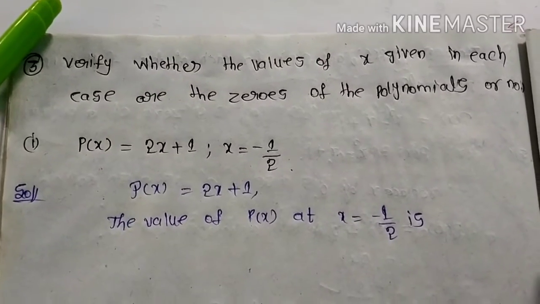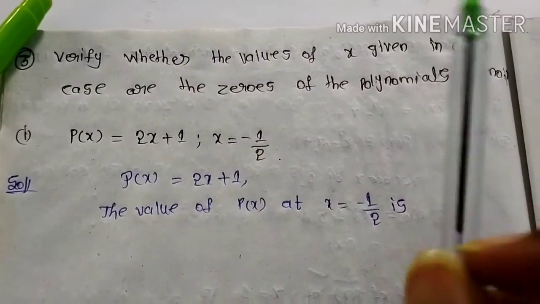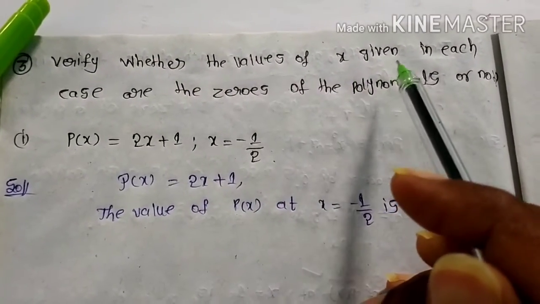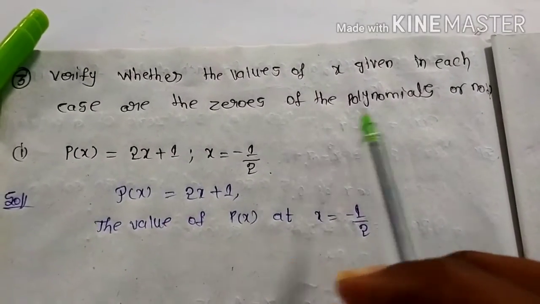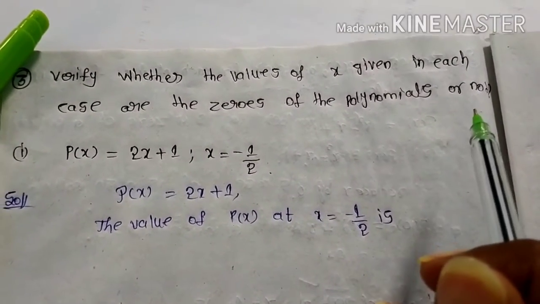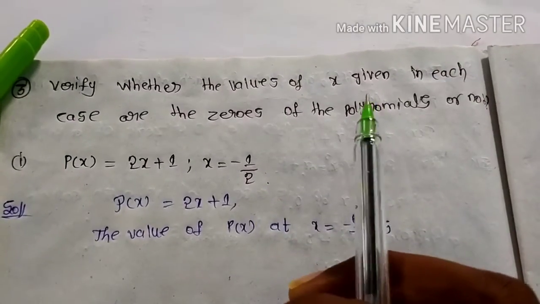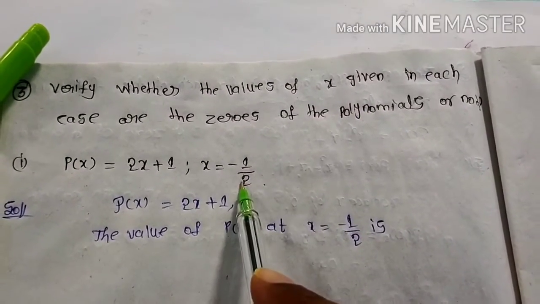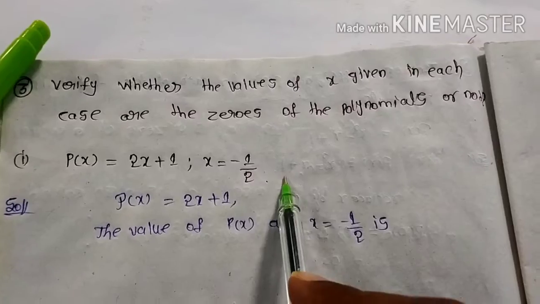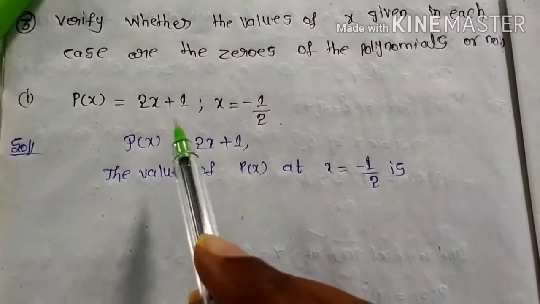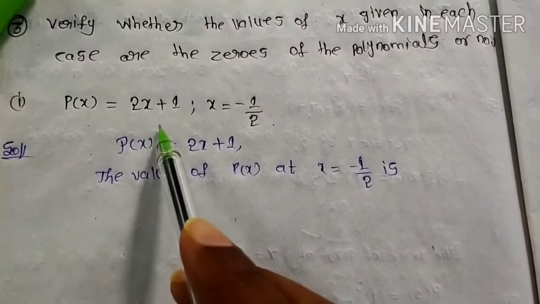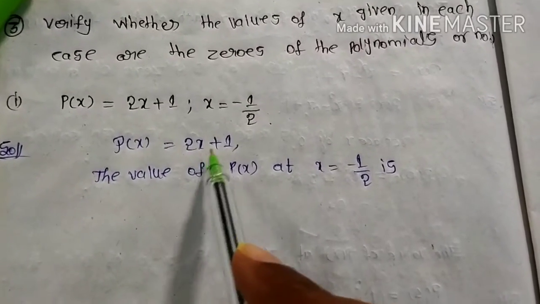Now you can see a third question. Verify whether the values of x given in each case are the zeros of the polynomial or not. They are asking about whether the given values are the zeros or not. That means roots or not. Just you can check clearly. See what they have given in the polynomial. P of x is equal to 2x plus 1.